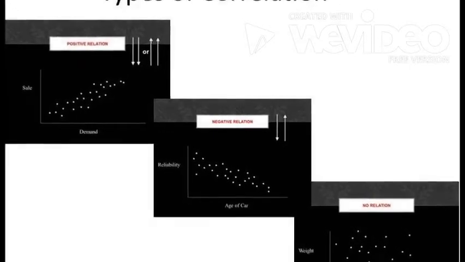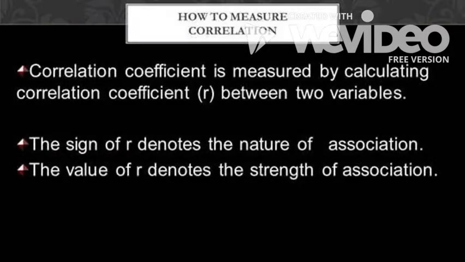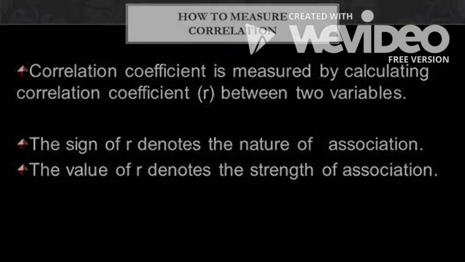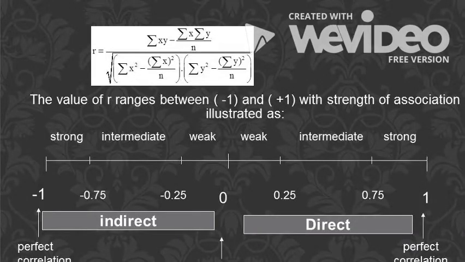In order to measure correlation, we have to find the correlation coefficient R, whose value tells how much the things are associated. Its value lies between -1 and 1, and the sign of R denotes the nature of association. Here I have presented the explicit formula to calculate it, and also I have shown the range for R to be a weak, intermediate or strong relation.